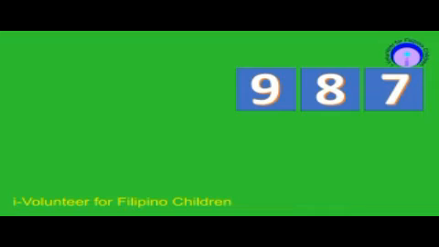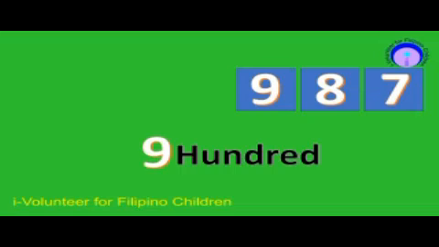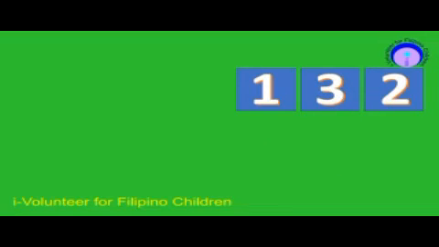How about a three-digit number? There is a special treatment, but don't worry, it is easy. Just read the digit 9, followed by the word hundred, and then proceed with reading 87. 987.